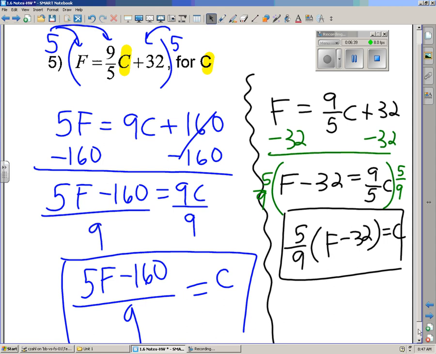I probably would prefer that you go the blue way because we've been clearing fractions all along that way, but you can do either. I would accept either answer. They look different, I agree, but they're not when you actually distribute.